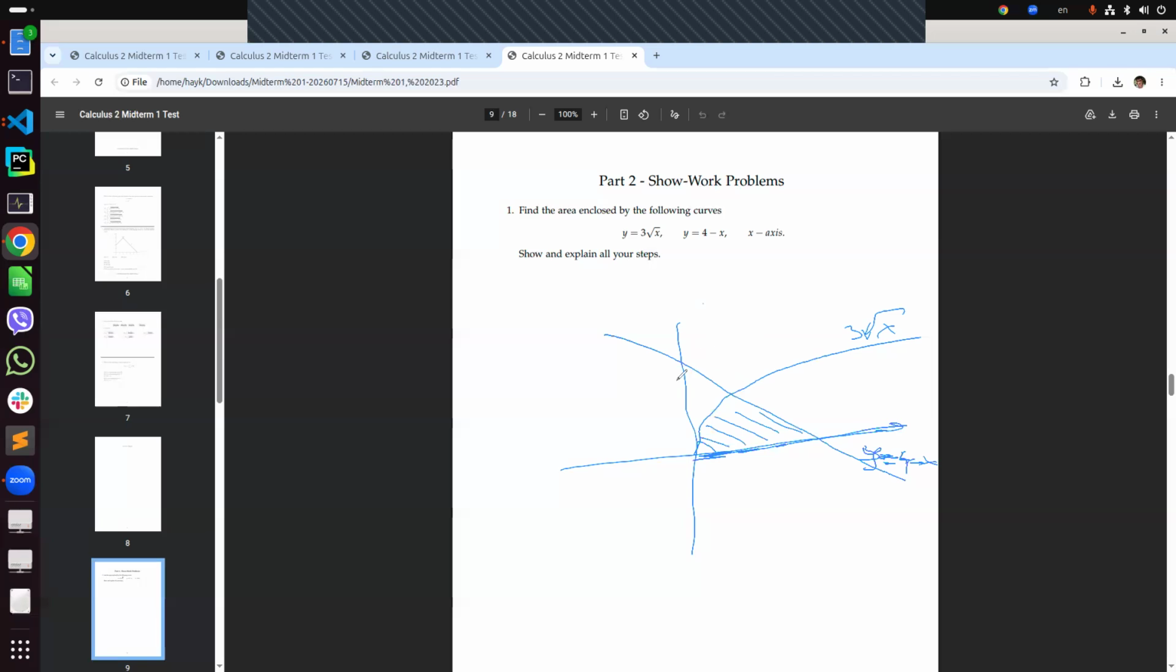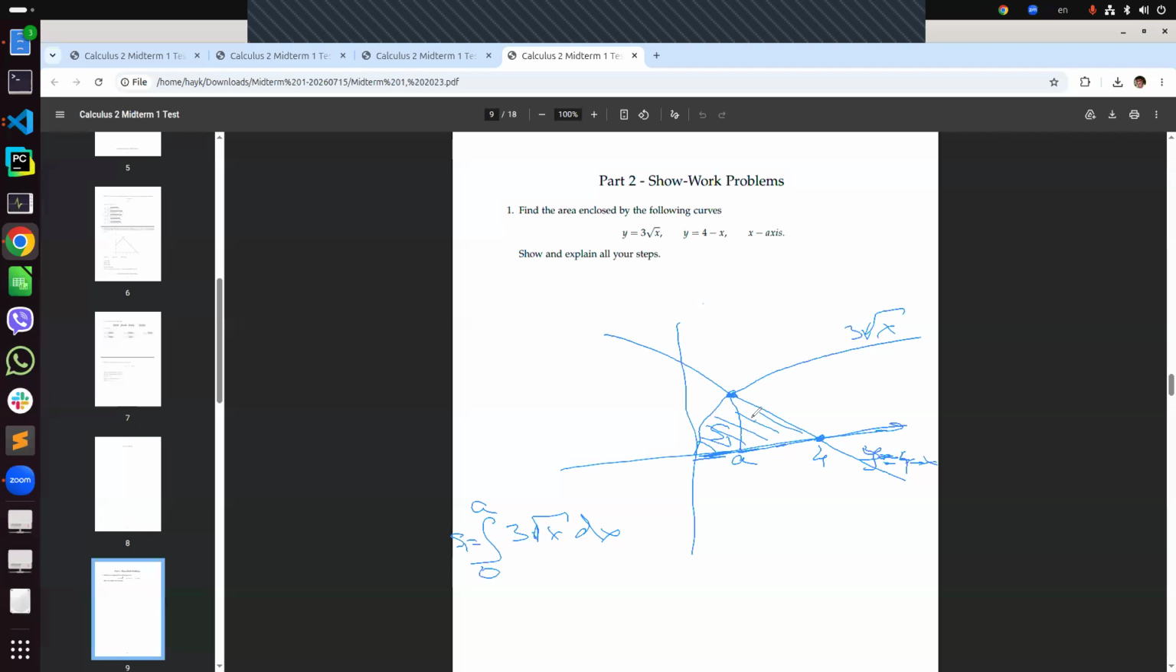How can we do it? If you find this intersection point, then the area can be split into 2 parts. If this is point A, and this is point 4, then the area can be calculated by integrating from 0 to A the first part, S1. S1 is nothing else than the integral of 3 root of x dx.